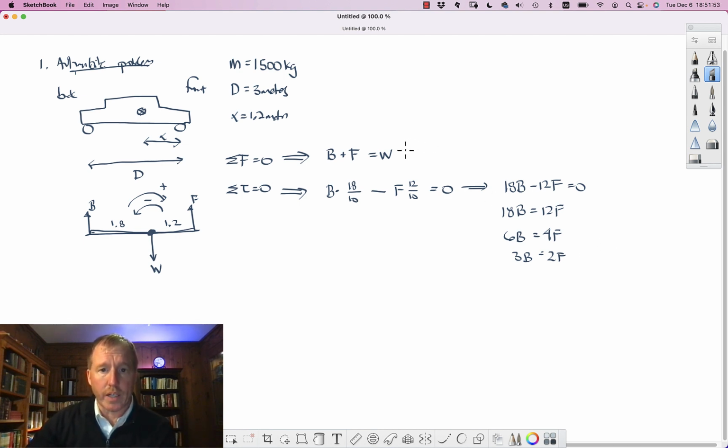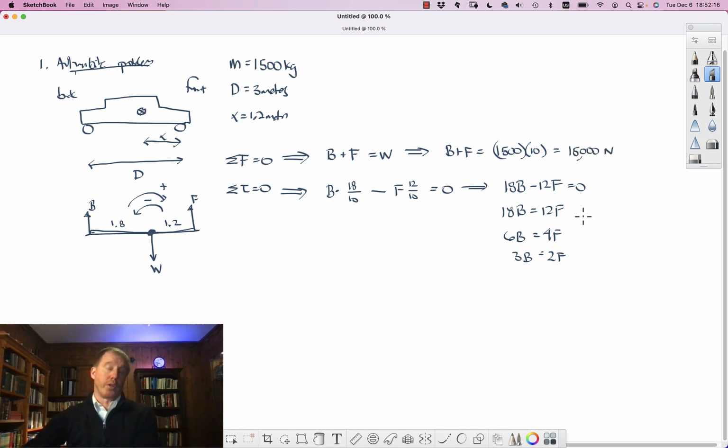And now we can use this equation right here. B plus F is equal to the weight of the entire vehicle. So what's the weight? It's 1,500 kilograms, and then you have to multiply that by the acceleration of gravity, which is 10 meters per second squared. And that is going to give you 15,000 newtons. Okay, so if we want to do this in newtons, that's what we have to do.